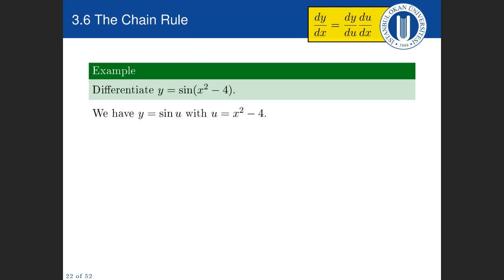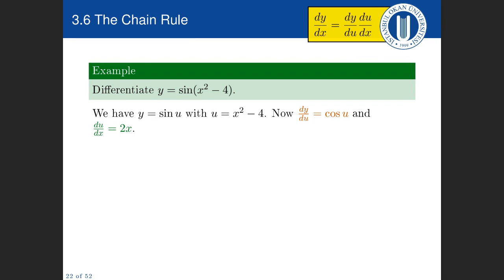So, for example, differentiate y is equal to sine of x squared minus 4. We're going to use the chain rule, which I've written in the yellow box at the top. Here we have a function of a function. We have y is equal to sine of u, where u is the function x squared minus 4. Now, both of these are easy functions. We know how to differentiate these two functions. The derivative of sine is cos, so dy du is just cos u, and the derivative of x squared minus 4 is just 2x.